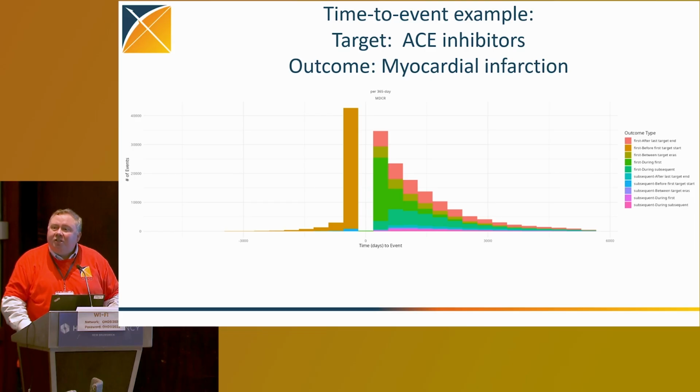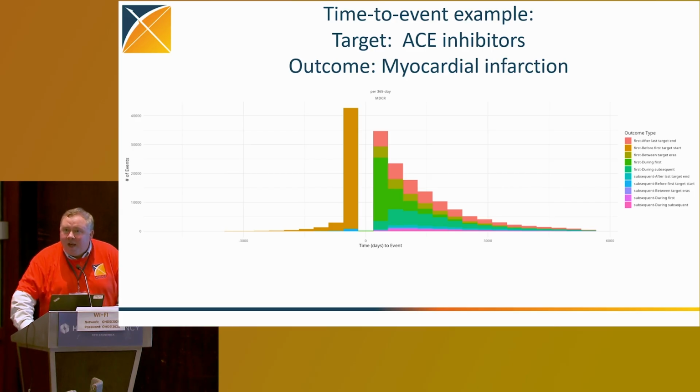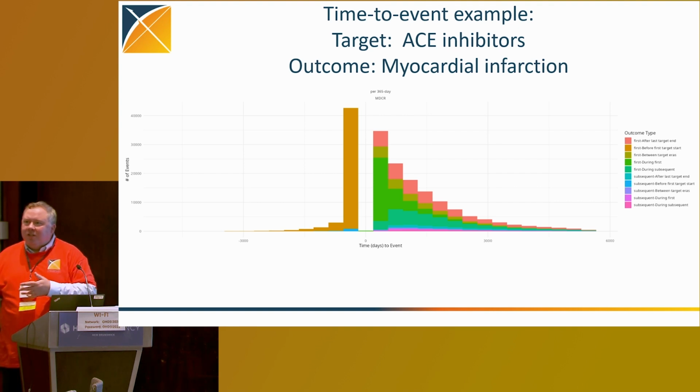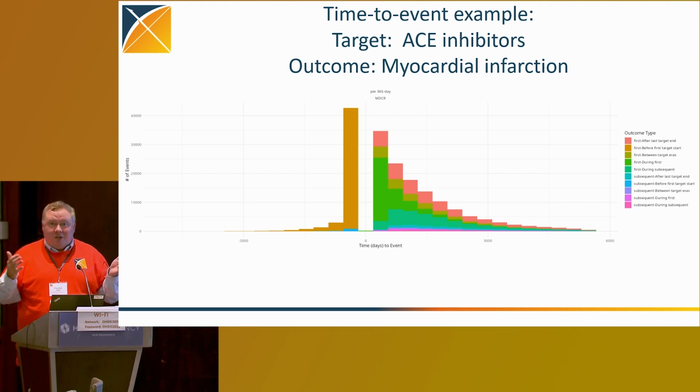And the colors are telling you specific dynamics about what kind of outcome and what kind of exposure you're looking at. In this particular case, for myocardial infarction, we see a really interesting pattern that indeed people who are treated for hypertension might have heart attacks. So the whole reason you're treated for hypertension is to reduce the risk, but it's not going to eliminate the risk.